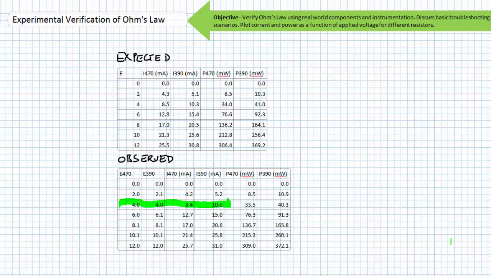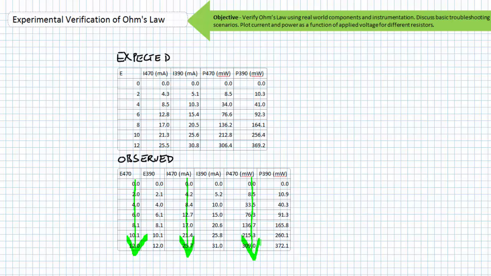For a given voltage, let's say around 4 volts, the smaller resistor has higher current, and the larger resistor has less current. For each resistor, as we increase applied voltage, current increases. And additionally, as both voltage and current increase, power dissipation appears to increase in a nonlinear or geometric fashion.